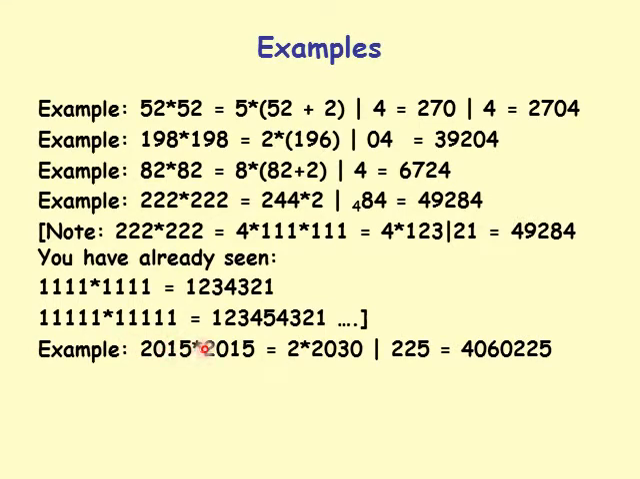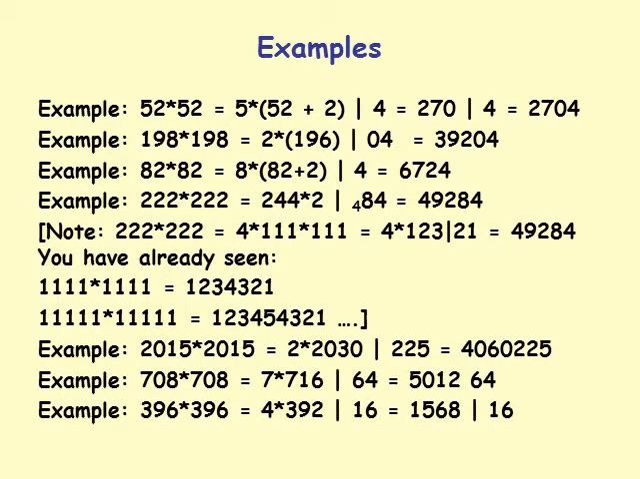Example: 2015 times 2015. So 2000 is the base, plus 15 is the deviation, so doubling the deviation gives me 2030. Proportionality gives me plus 2 times 2, and on the right it is 225. Three digits on the right is fine here because the base is 2000. 2000 has three zeros, and this 225 needs to fit within those three zeros. That's fine. So I got 4060, 225. 2015 times 2015 is 4060225.